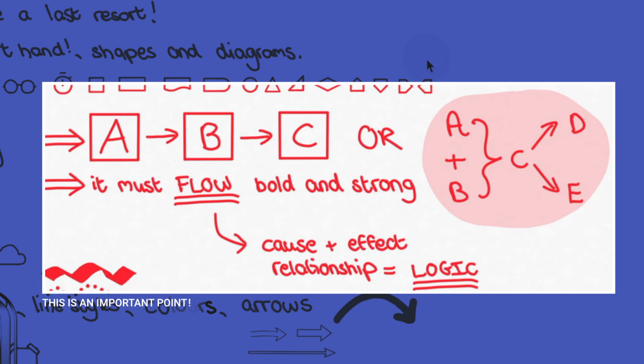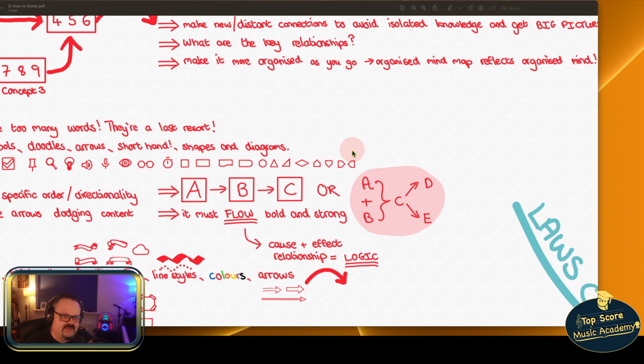So whatever way you're grouping the information in your mind map into particular concepts, have a directionality to those concepts, so that they will lead on to other things. It must flow, it must feel bold and strong. You should see almost like a cause and effect relationship in your mind map. In other words, it needs to be logical. That's what I said at the start.